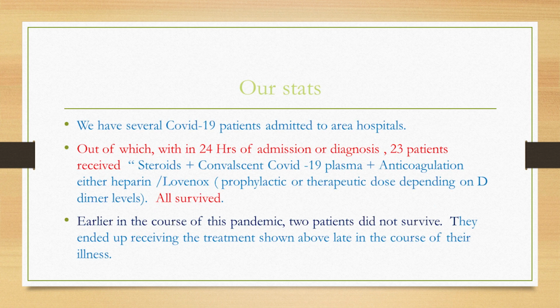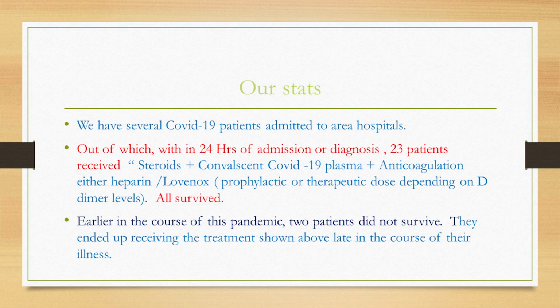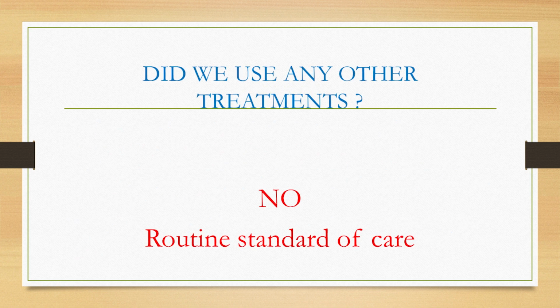Our stats: we have several COVID-19 patients admitted to the area hospitals, out of which within 24 hours of admission or diagnosis, 23 patients received this combination treatment of steroids, convalescent plasma, and the blood thinners, anticoagulation. So all survived, and everybody went home or stabilized within 7 to 10 days. Earlier in the course of the pandemic, 2 patients did not survive because we couldn't give the above treatment early on.